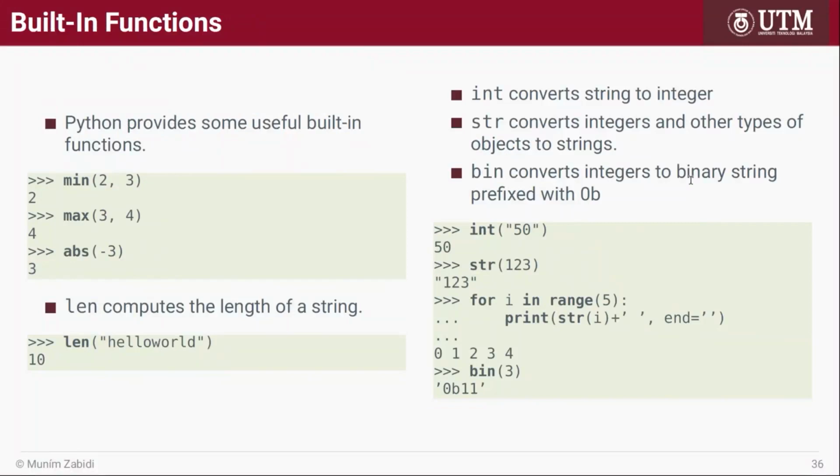Python provides some useful built-in functions like min, max, absolute, and also length. Length is quite useful to find the length of a string. In C, you have to write a function yourself to find the length of a string. And then we have a function to force conversion of a string to an integer.